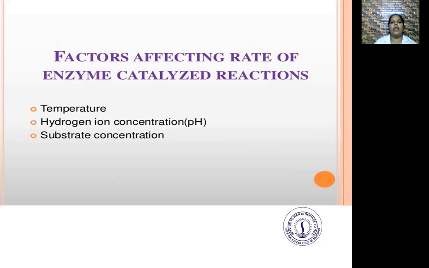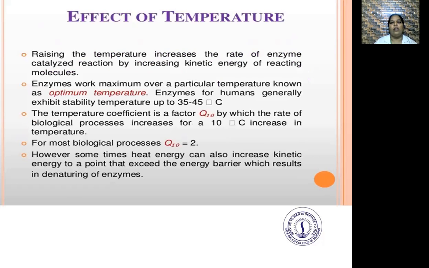Factors affecting the rate of enzyme-catalyzed reactions: temperature, hydrogen ion concentration, and substrate concentration. Raising the temperature increases the rate of a catalyzed reaction by increasing the kinetic energy of molecules. Enzymes work maximally at a particular temperature known as the optimum temperature. Enzymes in humans generally exhibit stability up to 35 to 45 degrees centigrade.